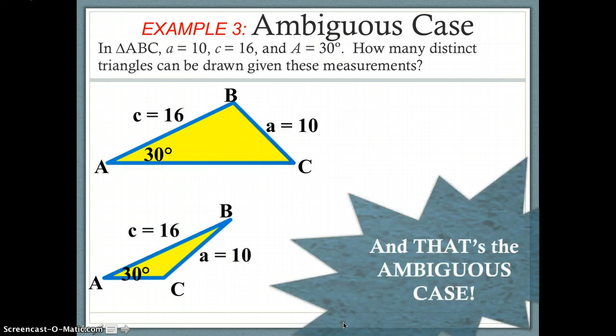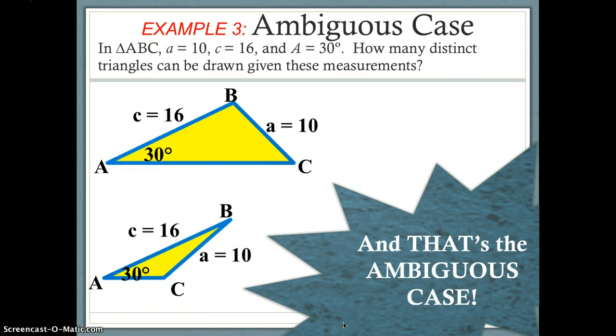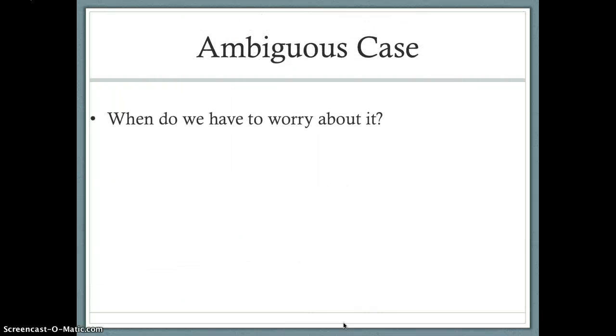So that whole thing where we don't know which triangle it is, but two are possible, that's what we call the ambiguous case. We're not sure which one is meant. So when is it that we have to worry about the ambiguous case again? Hopefully you remember this from yesterday. We have to consider its possibility whenever we're given SSA, meaning side, side, angle.